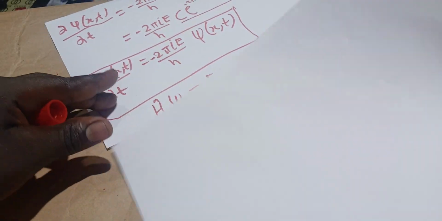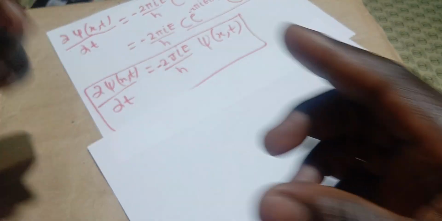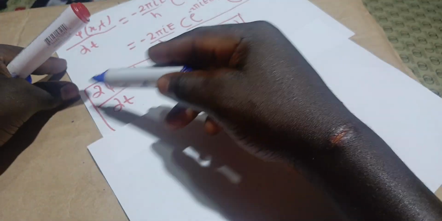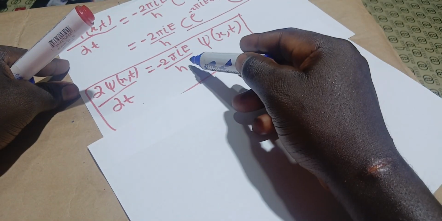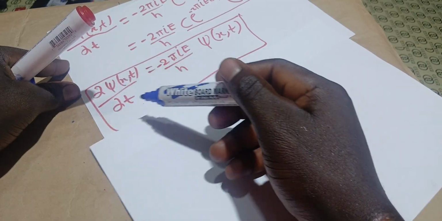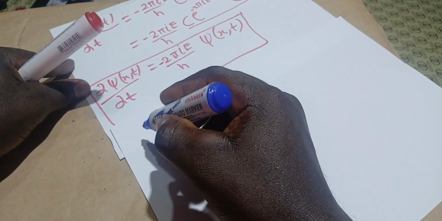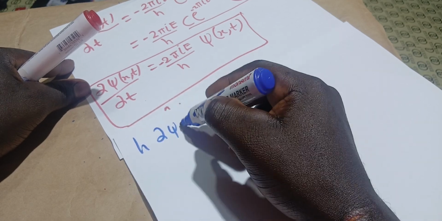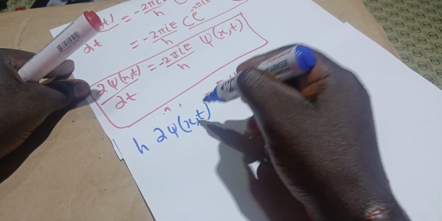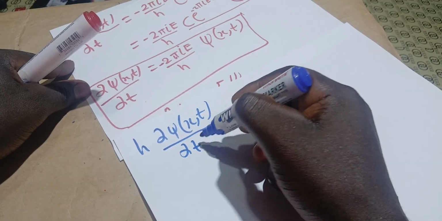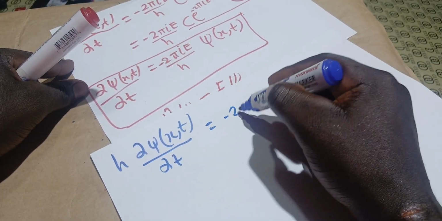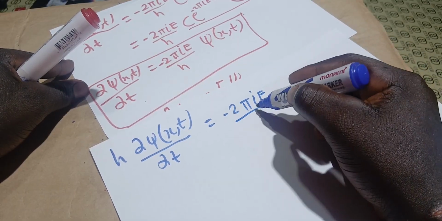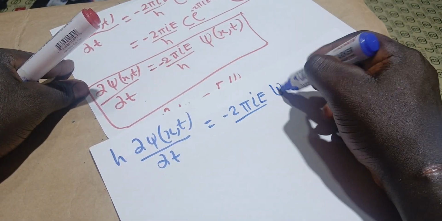So first of all, we can try multiplying the whole term by h, in which h will cancel here and we'll have a term of h here. So if we multiply both sides of the equation by h, this is what we get. Minus 2 pi I E all on, sorry, we've already multiplied through by h, so h is gone.